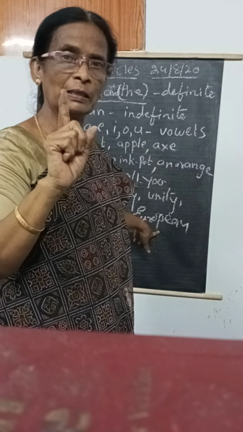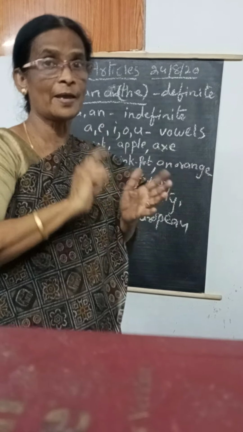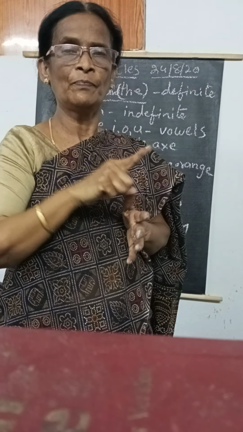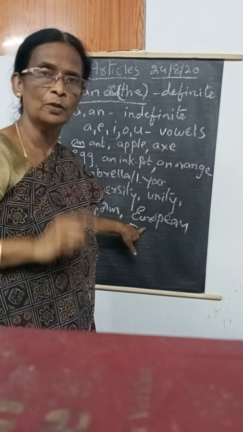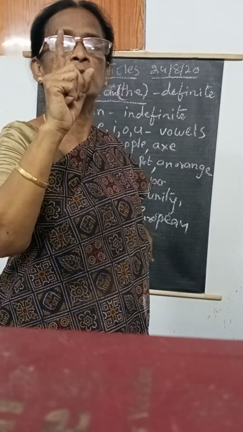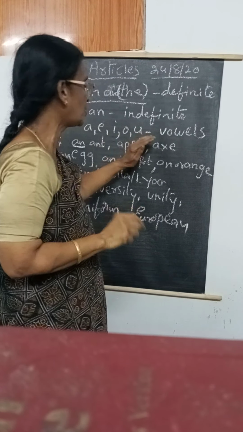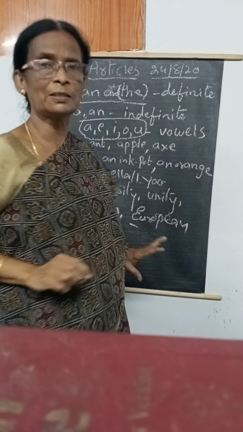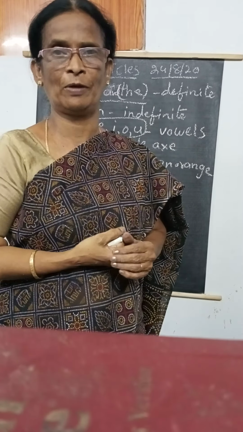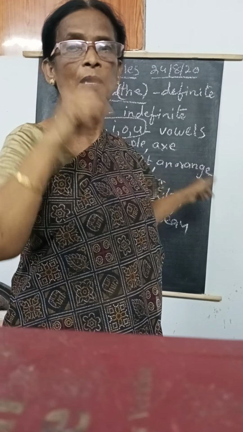Here, you have to think. U and E both come from the vowels only: A, E, I, O, U. So E is also a vowel and U is also a vowel. But though the letters are from the vowels, here it gives the consonant sound. The letters that are not vowels are known as the consonants.